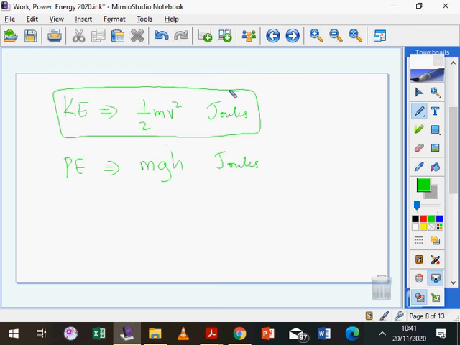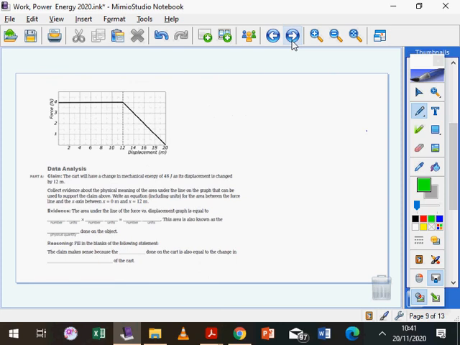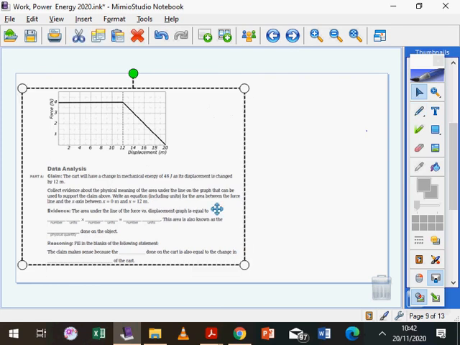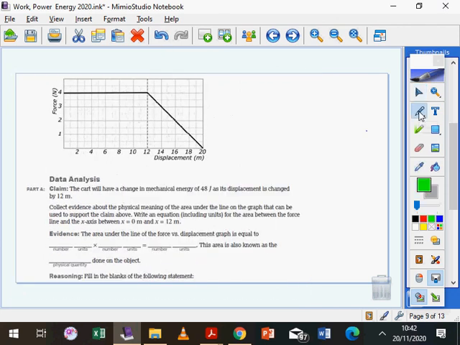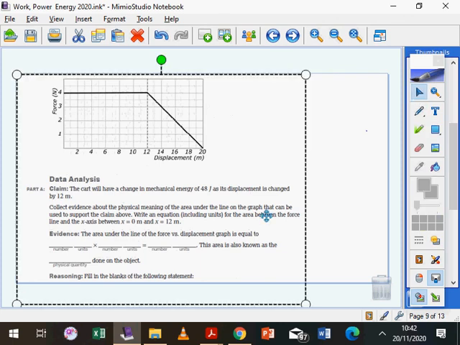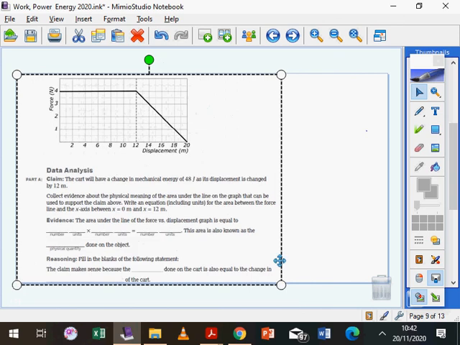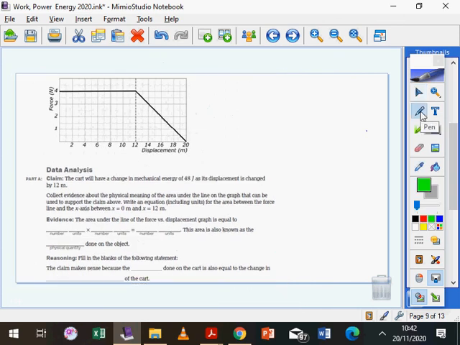So in this case, part A, there's a claim that the cat will have a change in mechanical energy of 48 joules as its displacement is changed by 12 meters. Is that claim true? Mechanical energy is the same thing as kinetic energy plus potential energy, right?